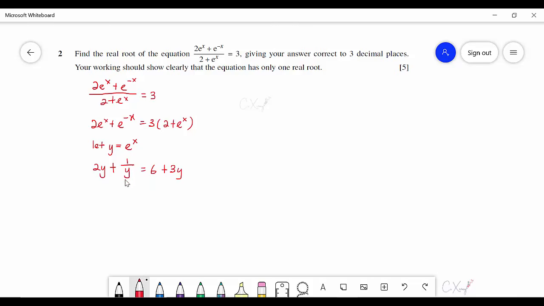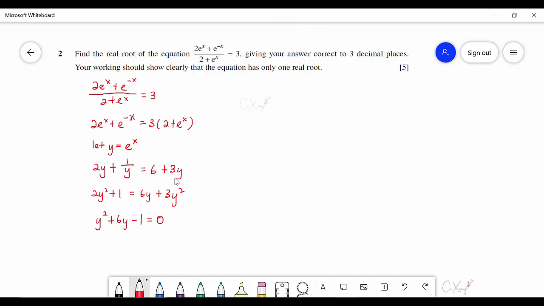Again, I don't like the denominator y, so I will bring it up and multiply every single term by y. So you have 2y squared plus 1 equals 6y plus 3y squared. Then you rearrange it, and you will get y squared plus 6y minus 1 equals 0.